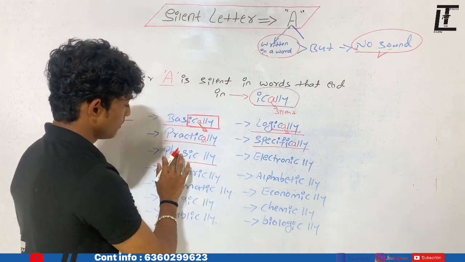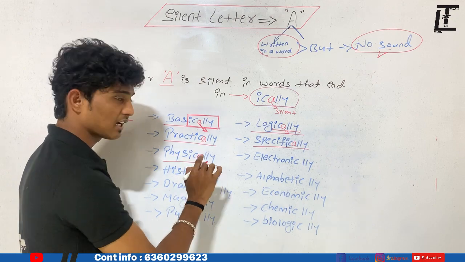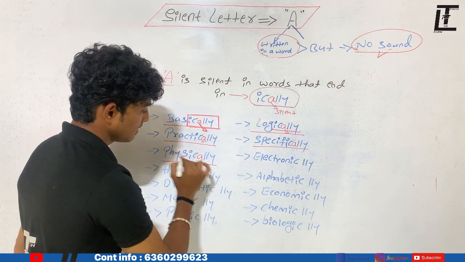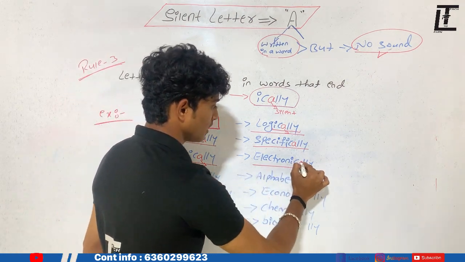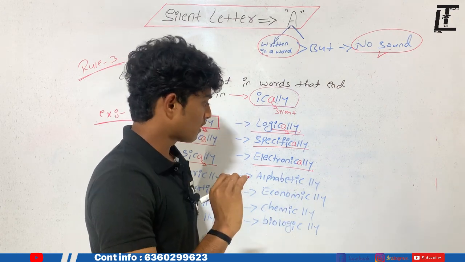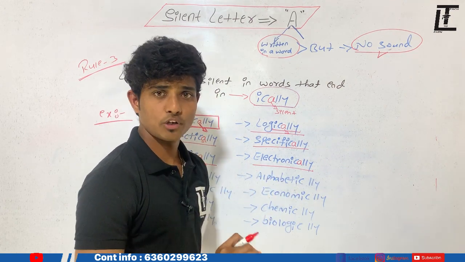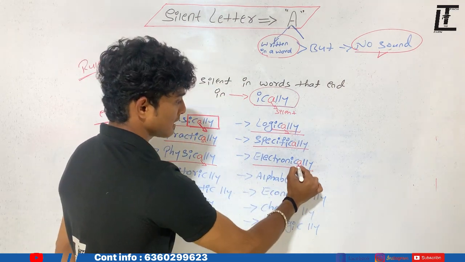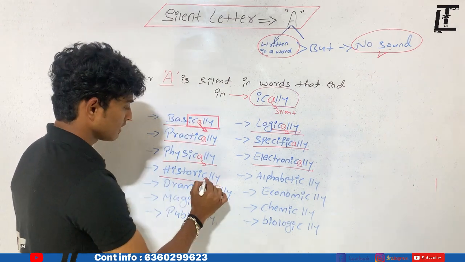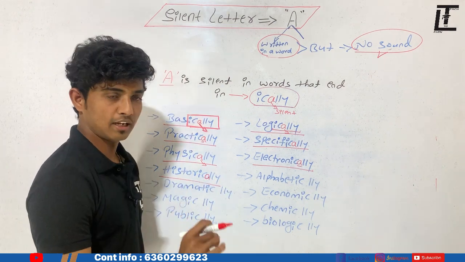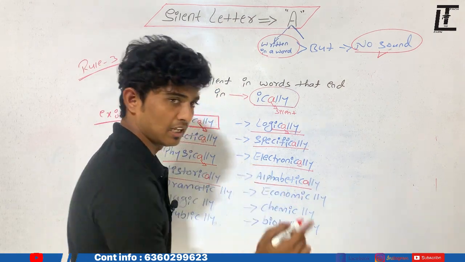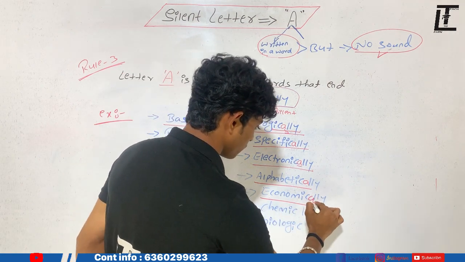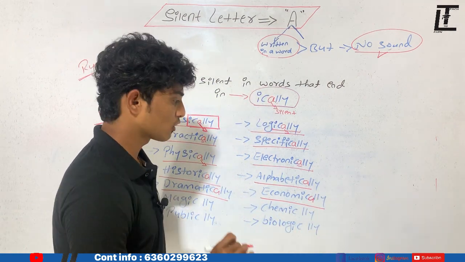In the word physically, we don't pronounce the A. A is a silent letter. In the word electronically, A is again a silent letter. In the same way, we pronounce historically, alphabetically, dramatically, and economically, with the A silent.